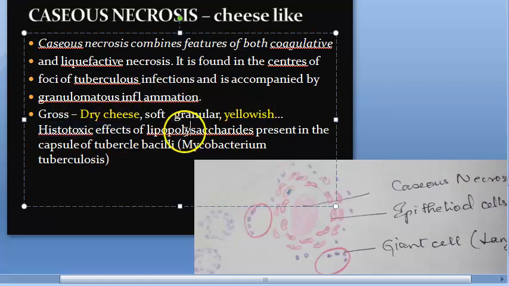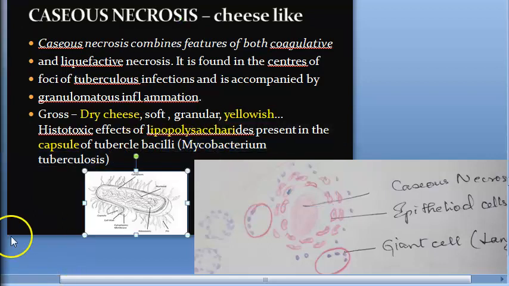And why does it happen? Because of lipopolysaccharides which are present in the capsule of the tubercle bacilli, Mycobacterium tuberculosis. Now here's the diagram. It has capsule, cell wall, etc. And these all are actually pili. So cell membrane, cell wall, capsule. The capsule has lipopolysaccharide which is going to have the histotoxic effects which form this necrosis, which is caseous necrosis, looking like dry cheese.